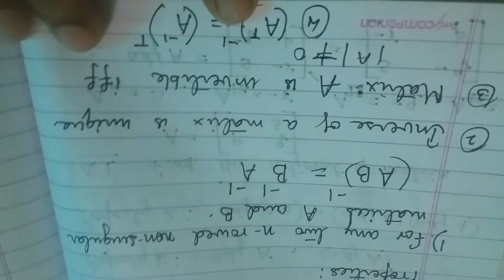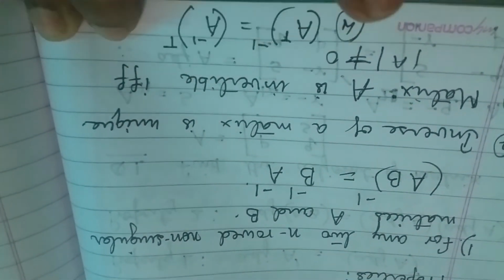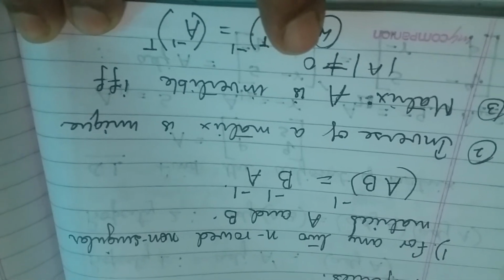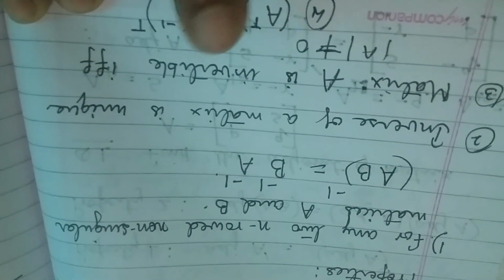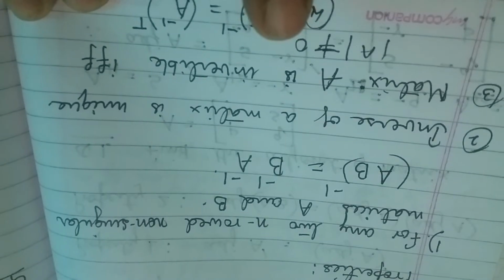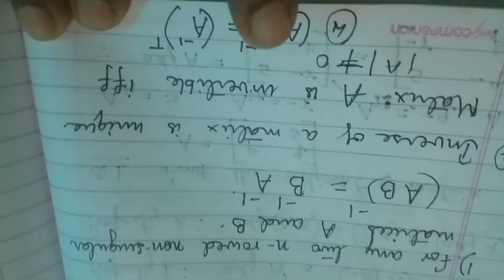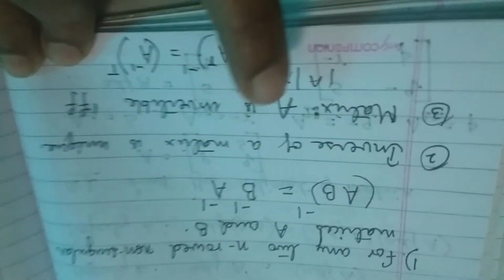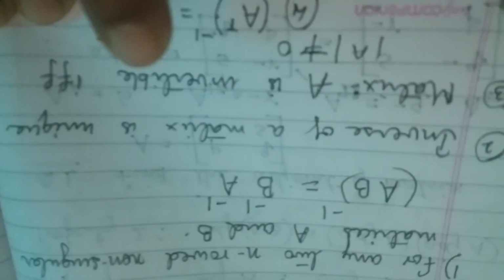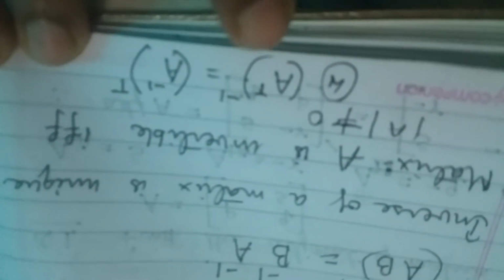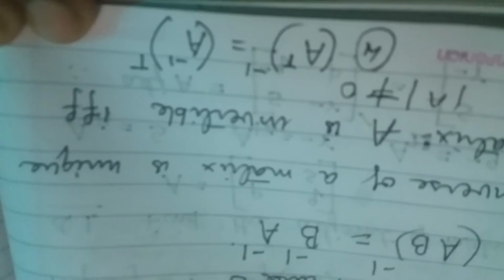Third property, matrix A is invertible if and only if determinant A is not equal to 0. It means it is true both ways. If matrix A is invertible, determinant A should not be equal to 0. If determinant A is not equal to 0, then matrix A is invertible. Fourth property, transpose of A whole inverse is equal to A inverse transpose. Right? It works like the law of indices itself.